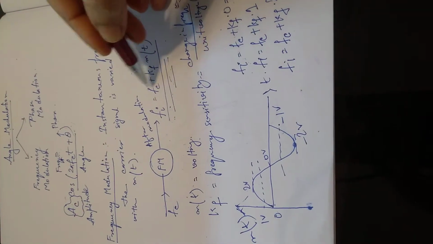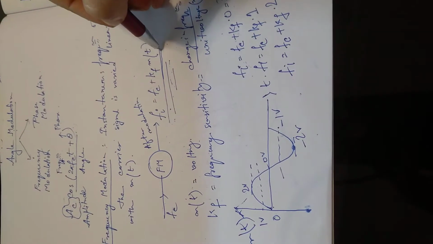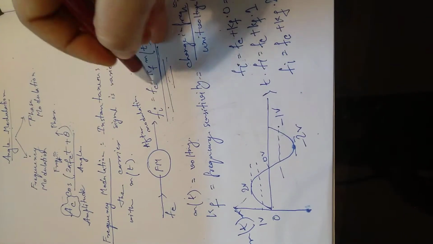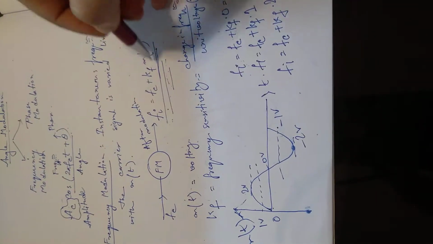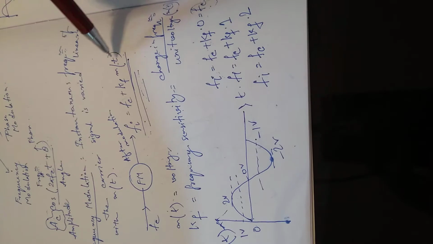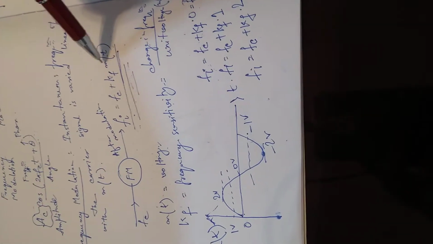This fc is the carrier frequency. This kf m(t), what is this part? It needs to be a frequency only. Otherwise, how will this frequency be equal to a frequency? So m(t) is a voltage or the message signal, and kf is the frequency sensitivity, given as change in frequency divided by the unit voltage of m(t). So you can see if this is multiplied with this, then the change in frequency by voltage into voltage, this voltage will get cancelled, and only the change in frequency will remain there. So the carrier frequency plus some change in frequency will give me my instantaneous frequency.